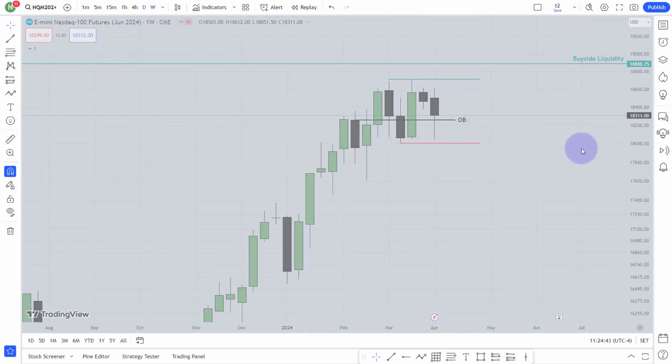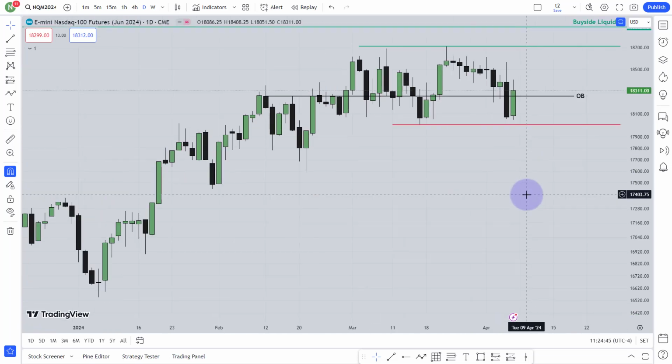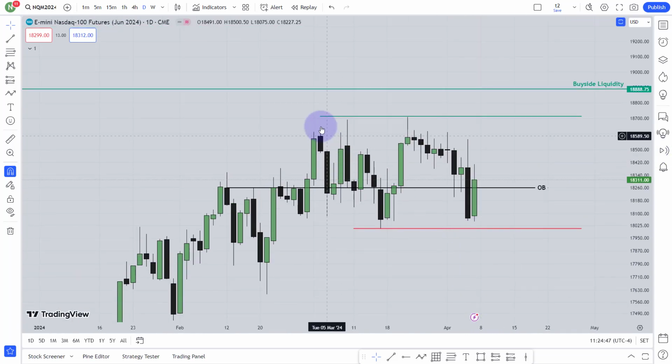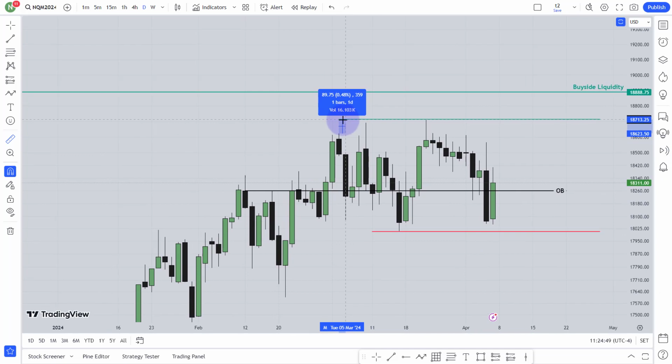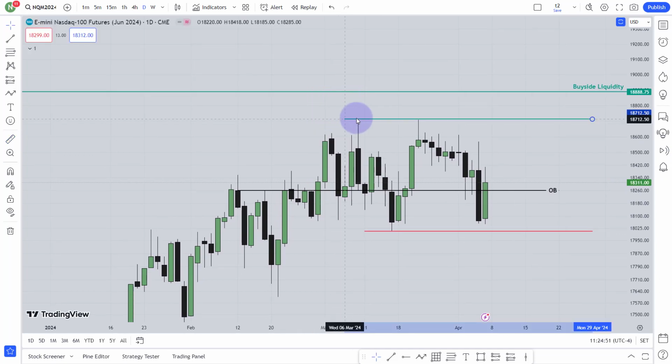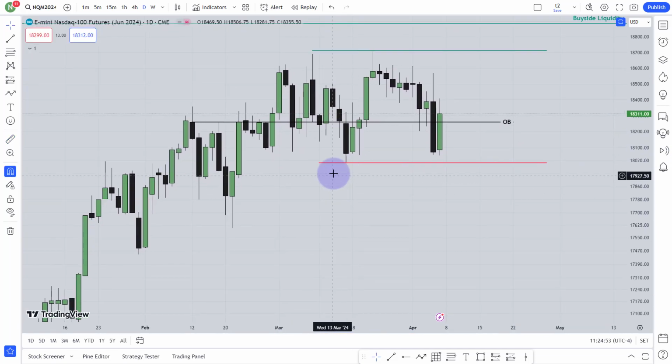Let's go to the daily chart. So over here, this is the daily chart, and from the daily chart, you can see this is that buy side liquidity over here. So just let me mark it here. This is the buy side liquidity, and over here, this is the sell side liquidity. So this low and that low, they're relatively equal lows, and all of them are inside this fair value gap over here. Okay, in this fair value gap.